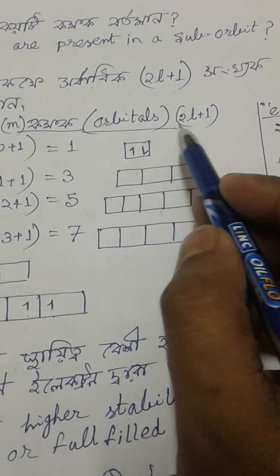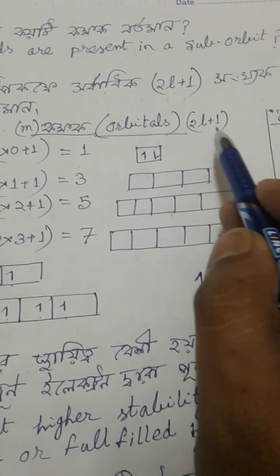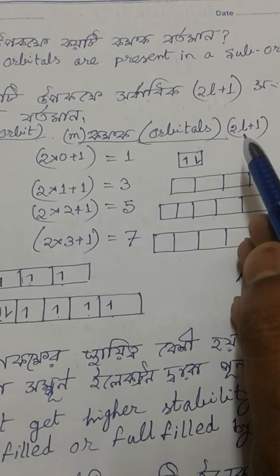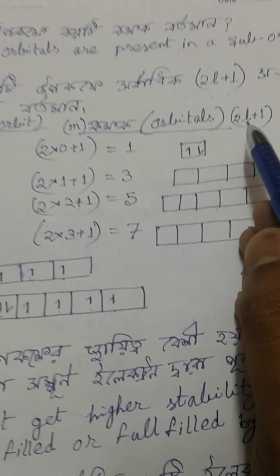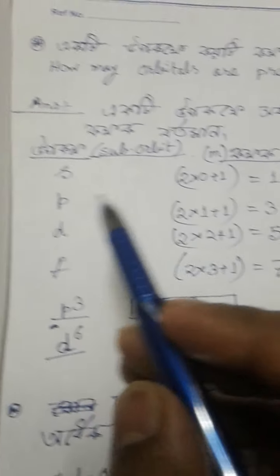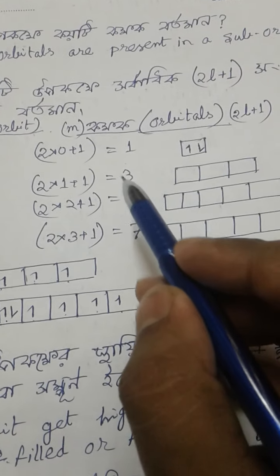and the maximum number of orbitals present in a suborbit follows the equation 2l plus 1. For the s suborbit, the l value of s is 0, so the maximum number of orbitals is 1. For p, the l is 1, so the maximum number of orbitals is 3.